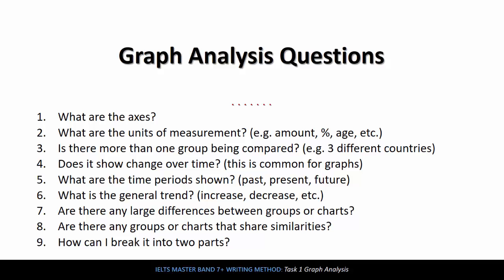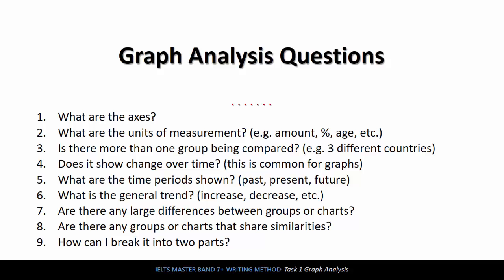Number 5, what are the time periods shown? Is it all in the past? Are parts in the present? Is some of it in the future? Number 6, what is the general trend? Is there a general increase, a decrease, a dip, some kind of peak? Number 7, are there any large differences between the groups or charts? And number 8, are there any groups or charts that share similarities?